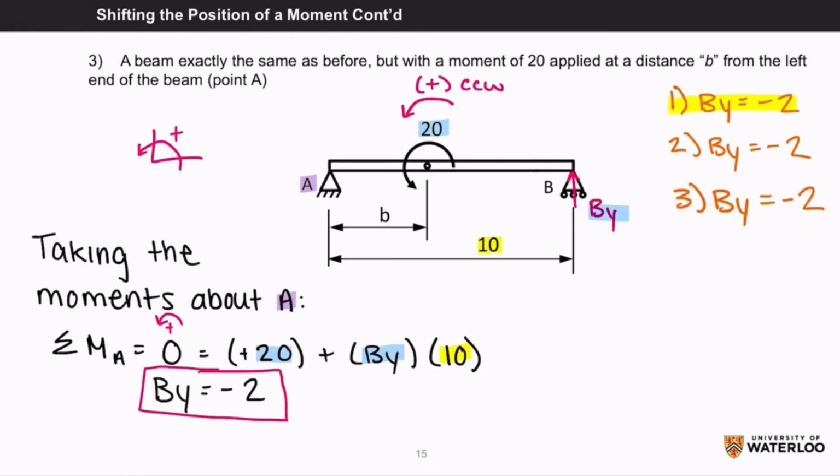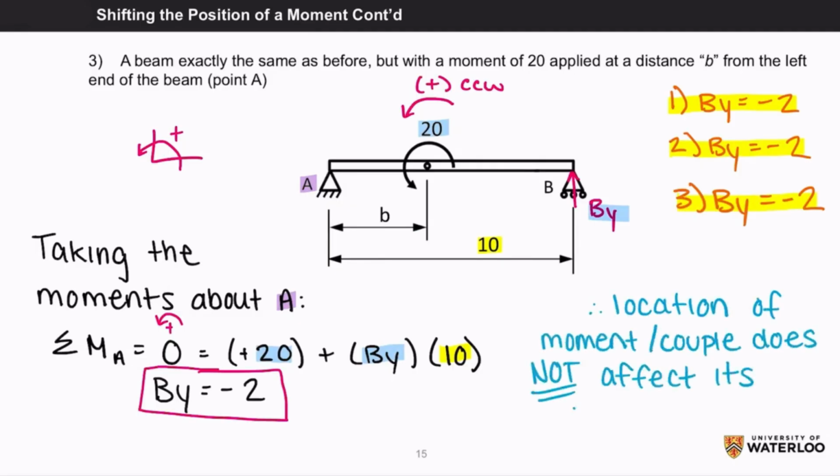Notice how each of the reactions at B for each of the problems are exactly the same. We conclude that the location at which a moment or couple is applied to a beam does not affect its reactions.